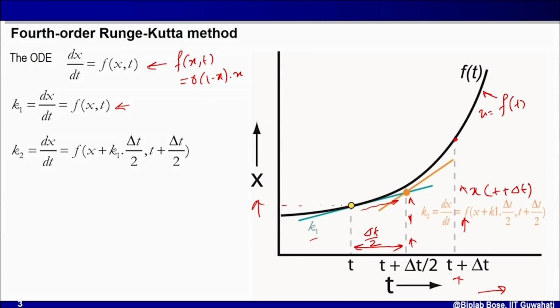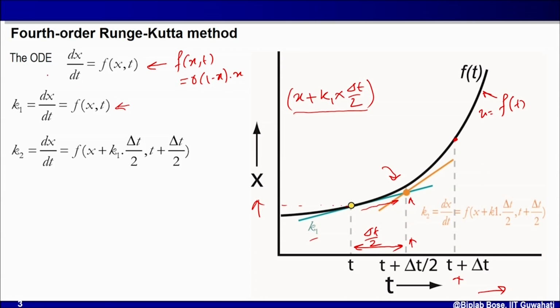What is the value of x here? The value of x at this position is x plus k1 into the interval delta t by 2. So the value of x here in this orange dot is actually x plus k1 into delta t by 2. Now what I will do, I will estimate the slope if I draw a tangent there, and I will get the slope k2.